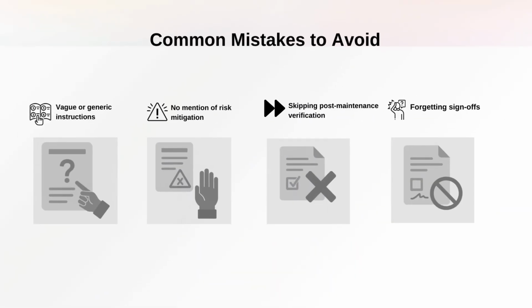Common mistakes to avoid. All right, let's talk about the common traps people fall into when creating or using MOPs. Being too vague. Don't just say inspect system. What are you inspecting? What tools are needed? What does a pass or fail look like? Be specific. Skipping safety details. PPE, lockout, tagout, communication steps. If they're not written in the MOP, they'll probably get skipped in real life.